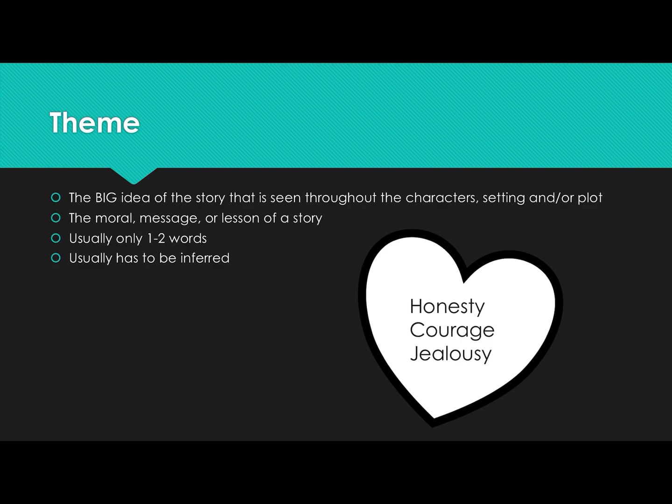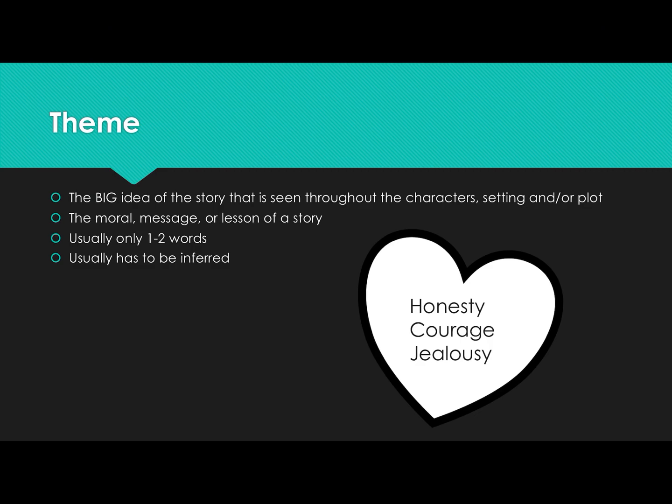Then we have the theme. We haven't talked as much about this one this year. We've talked a lot about the moral of a story when we looked at fables and folk tales. So the theme of a story is the big idea of the story that is seen in the characters, setting, and the plot. Another word that we could use for this is the moral of the story, or the message or the lesson in a story. Unlike a moral, a theme is usually only about 1 to 2 words, or it's just a short phrase, and it has to be inferred.